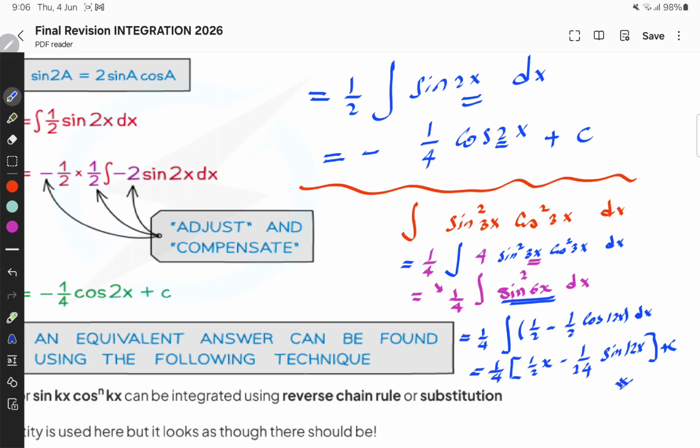That is the final answer, and if you like, you can distribute 1 over 4 to every term inside, no problem for that.